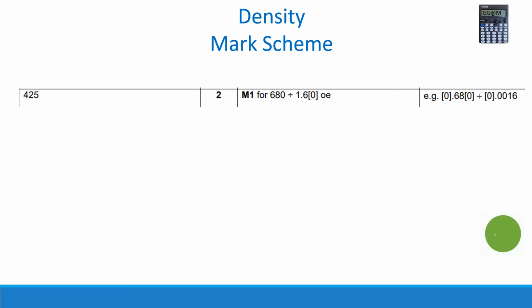The mark scheme on this question shows there are 2 marks. M1 means 1 method mark for getting the 680 divided by 1.6. OE means or equivalent. So if you did something equivalent to that, you would get 1 method mark for it in the exam.